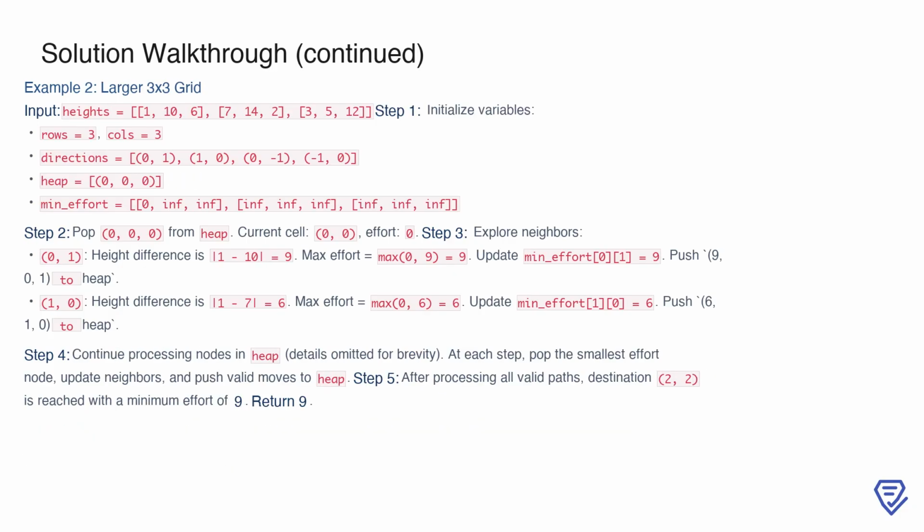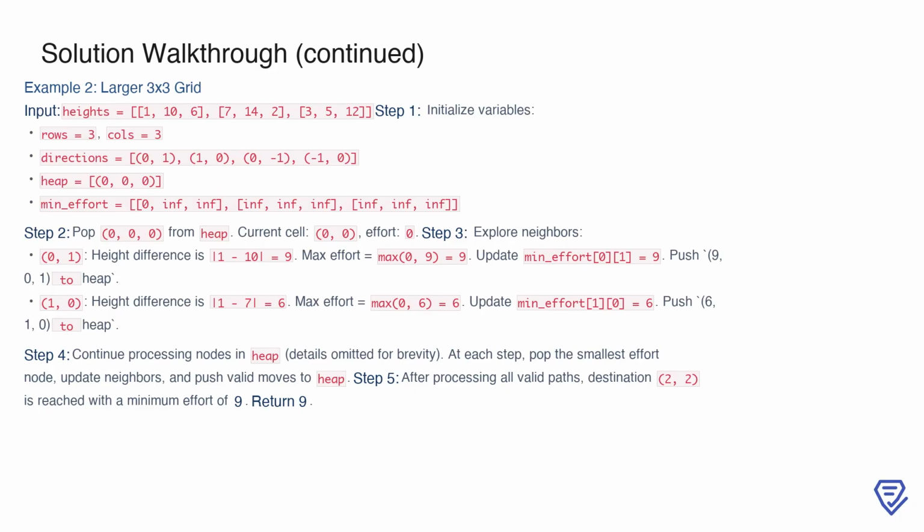Now let's analyze a larger 3x3 grid with the input heights 1, 10, 6, 7, 14, 2, 3, 5, 12. Again, we initialize the variables. The rows and columns are set to 3, and the directions remain the same. The heap starts with 0, 0, 0, and the min_effort matrix is initialized with infinite values except for the starting cell, which is set to 0.